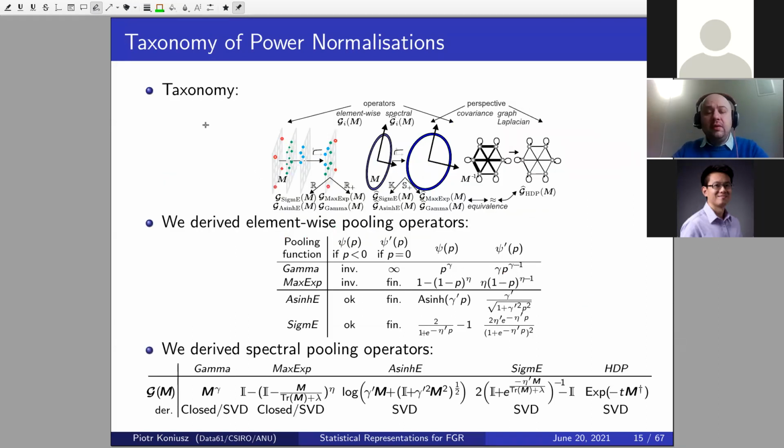And there's a huge number of those power normalization functions. So we studied them. For instance, we divided those operators into element-wise and spectral, then element-wise operators can be performed.